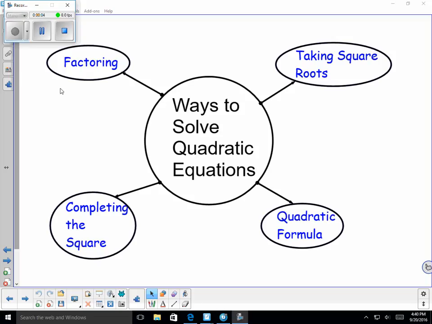We are continuing with our look at section 8.5, and in this video we are going to talk about how to solve quadratic equations by taking square roots and also by the quadratic formula. So let's take a look at an example of how to solve quadratic equations by taking square roots. Remember, when we're all done with this section, you will have 4 ways to solve quadratic equations.